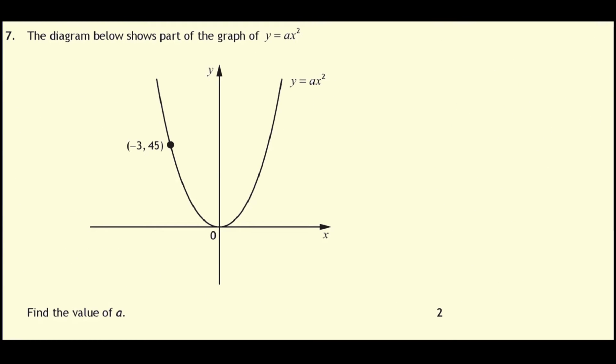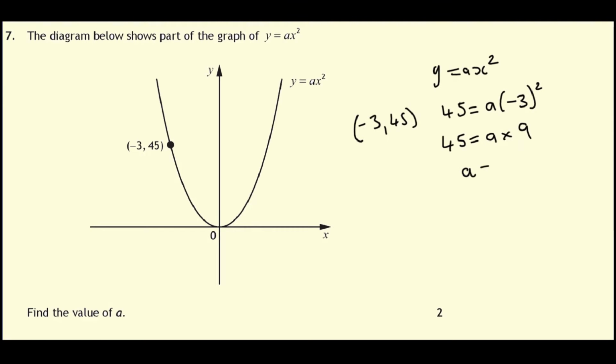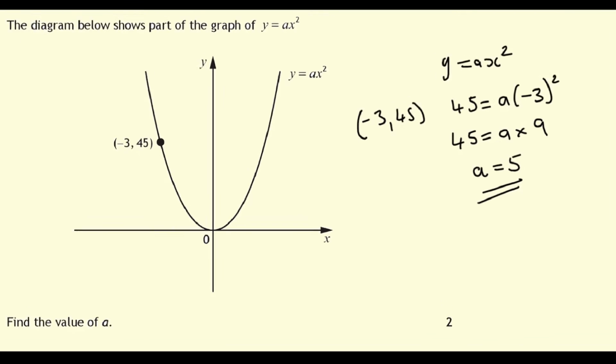Okay, question number 7 presents a parabola question. We're given the format that y is a times x squared, and we're given the coordinate minus 3, 45. So what we know is that when y is 45, x takes the value negative 3. If we put that into our formula, 45 becomes a times 9, so a takes the value 5. We get 1 mark in this question for substituting our values into our formula, and 1 mark for correctly getting the final answer, the 5.